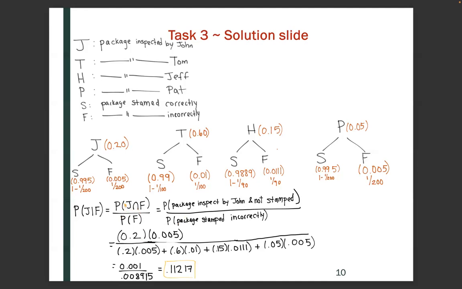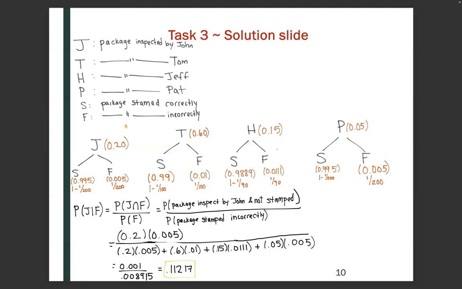So here, let's just look at the probability of J intersect F. That's going to be the probability of J times the probability of F for J's situation. So here we have the probability that it was inspected by John was 0.2, and then the probability that John had failed to stamp it correctly would be 0.005. So we're going to multiply those values together. And then we want to divide it by the probability that the package was stamped incorrectly.